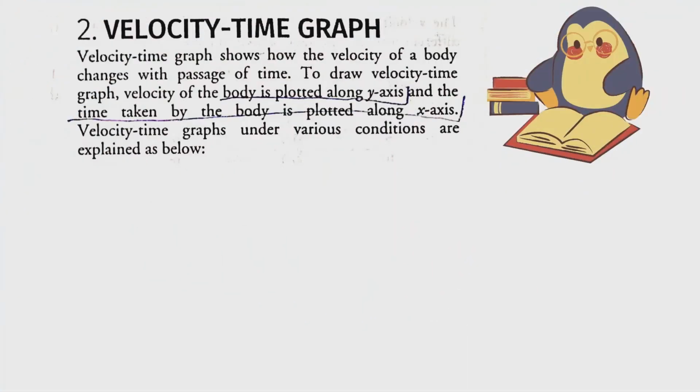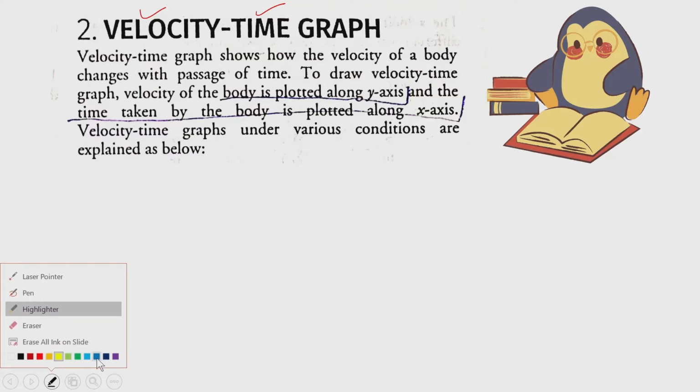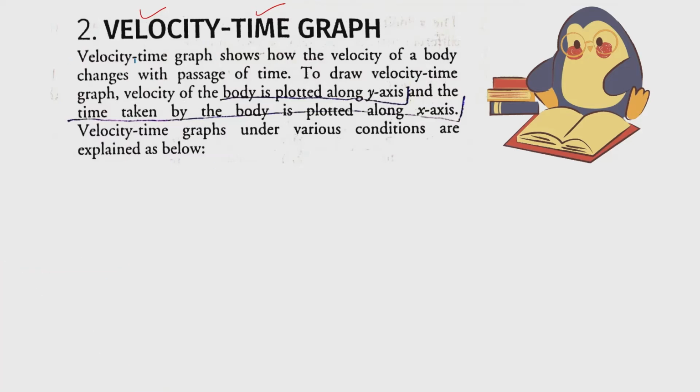Okay. So, what do we mean by a velocity time graph? As with a distance time graph, a velocity time graph tells us how the velocity of a body changes with time. So basically it tells the dependence of velocity on time. This is the main function of a graph, as we learned in the previous lecture. Velocity time graphs show how the velocity of a body changes with the passage of time.